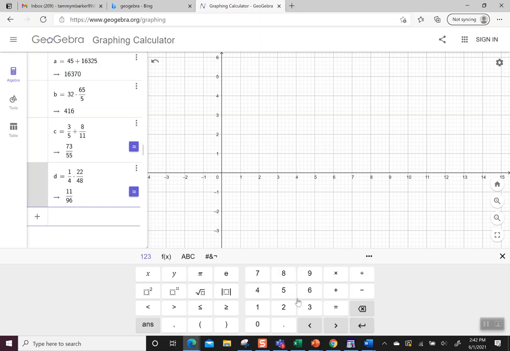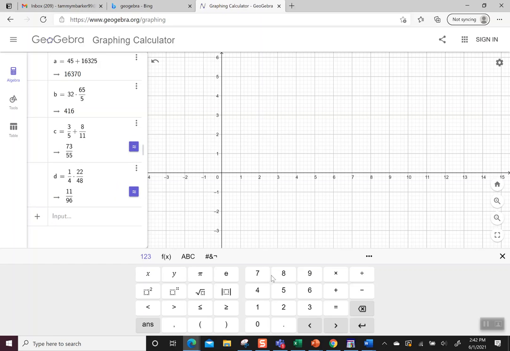Again, push enter. I want to point out these two little buttons that popped up after I hit enter. This is what lets us change it from a fraction to a decimal. So if you had a fraction and you want it to be a decimal, you hit the approximation. If you have a decimal and you want it to be a fraction, then you hit the arrow.